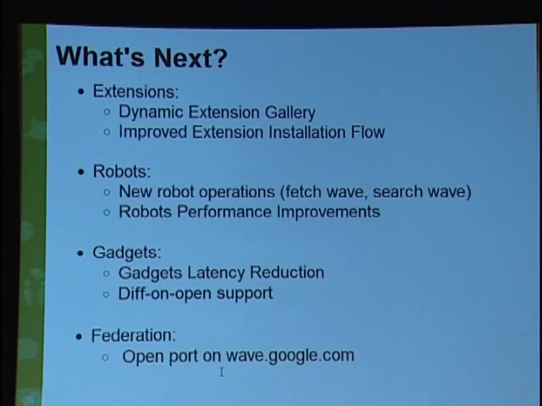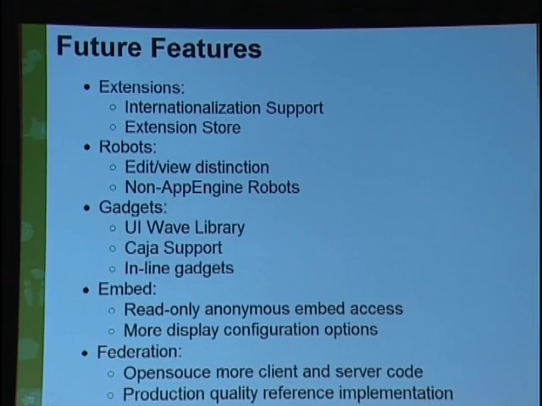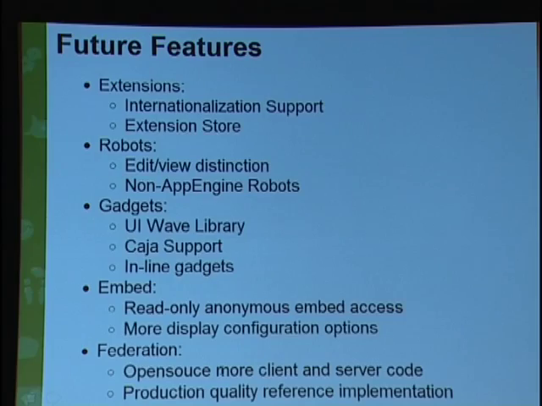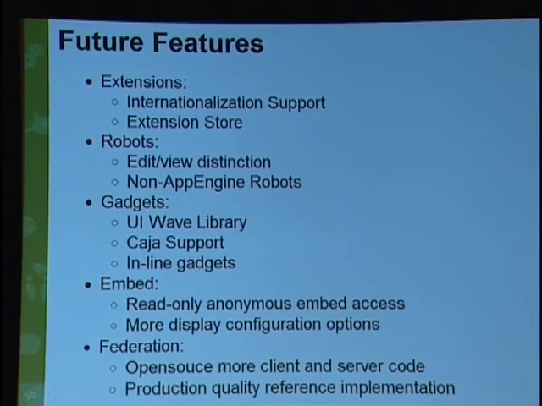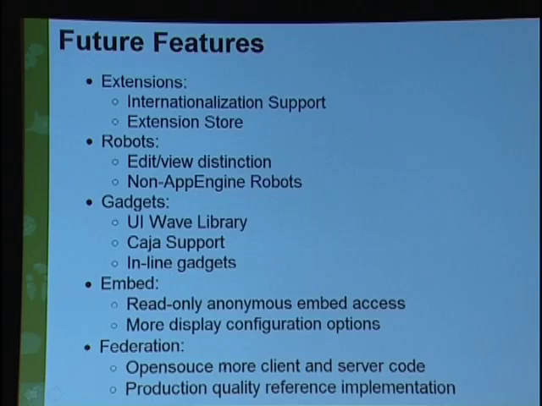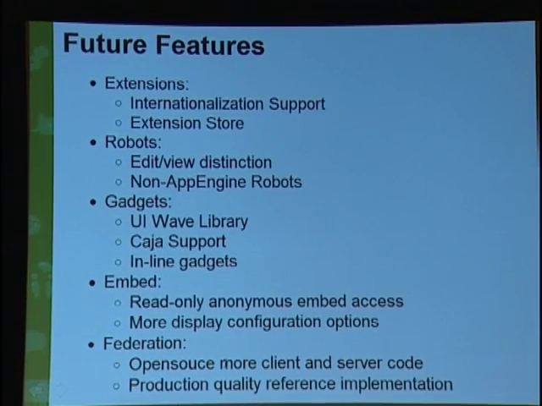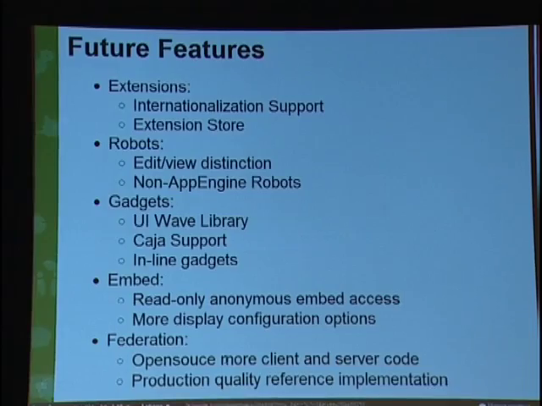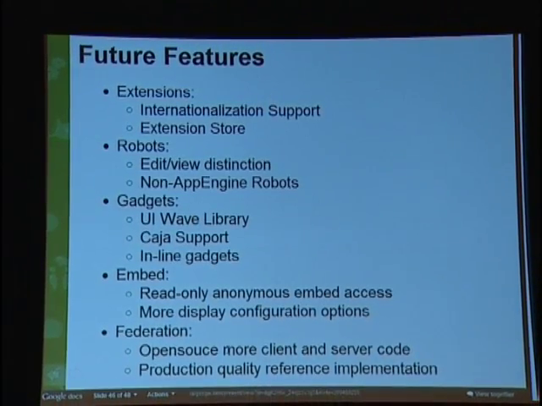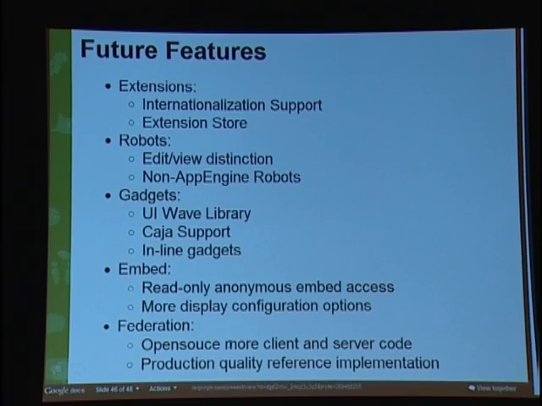So for the federation, the next step is to open the port on the preview wave.google.com. And a few future features. For extensions, we need internationalization and an extension store. For robots, we need the same edit and view distinction as we have with the mode in the gadgets now. We'd like to support non-App Engine robots. In theory, you can run robots anywhere you want, but currently, for convenience and security reasons, you can only do this on App Engine.